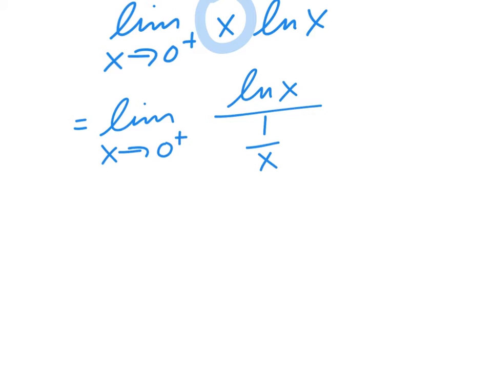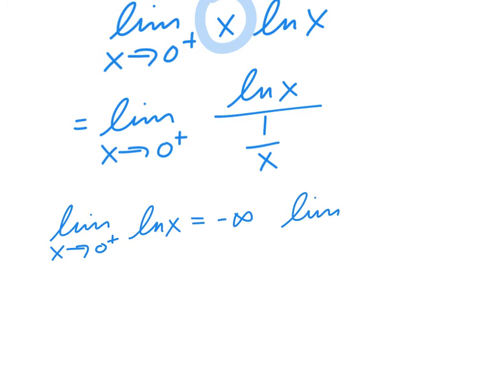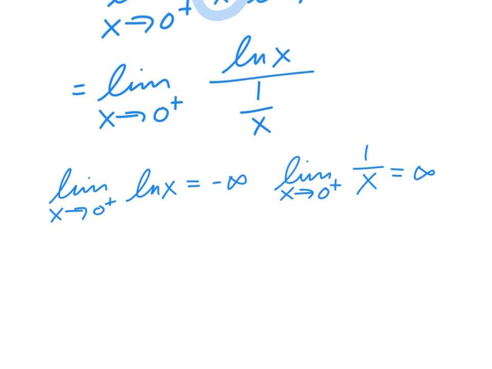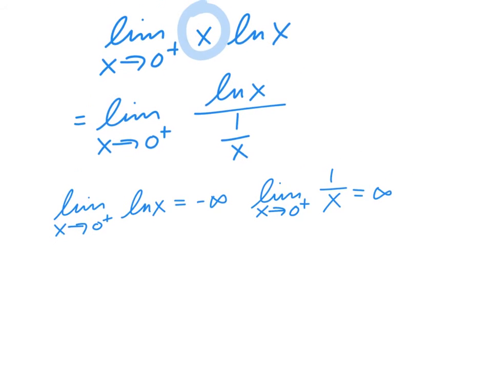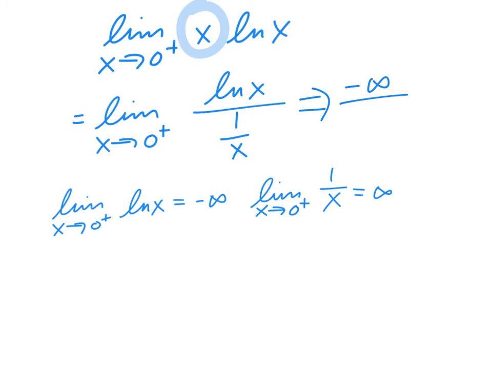So we have now natural log x divided by 1 over x. Let's look at each limit separately. The limit as x goes to 0 plus of natural log x is still negative infinity. What is the limit as x goes to 0 plus of 1 over x? Infinity. And that's an okay L'Hopital's rule form, negative infinity over infinity. So basically, we have forced this to become a form of negative infinity over infinity. We can use L'Hopital's rule.